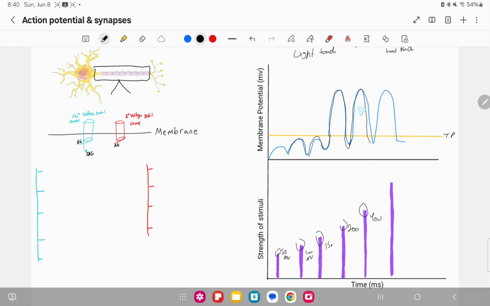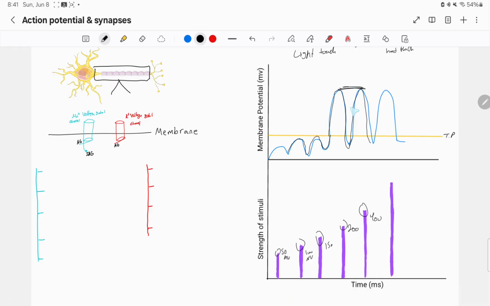What do you notice? I hit the exact same magnitude. I went up to the exact same place. Even though I upped my strength, nothing happened. Let's say I go up to 700 millivolts. What happens now? Same thing. I don't actually go any higher.